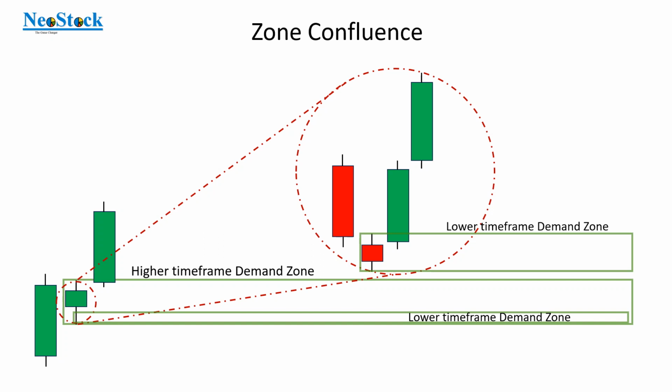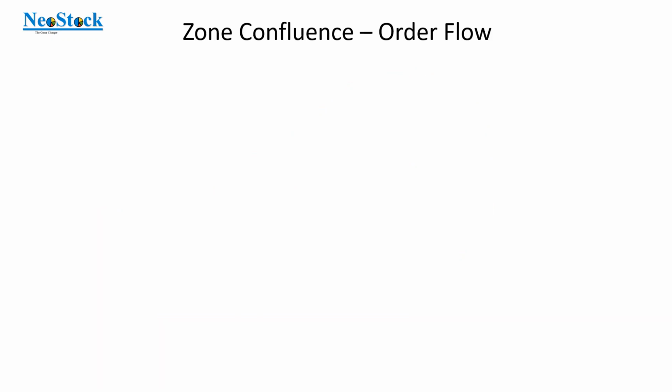Okay, but you may ask a question. In the higher time frame, will we always find only one real order flow, or can we find multiple order flows? Sometimes you may find only one real order flow inside the higher time frame demand zone, and at other times you may find multiple real order flows inside it. That is also possible. Look into the next example.